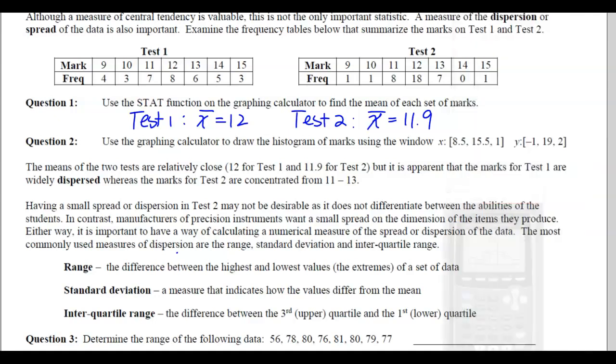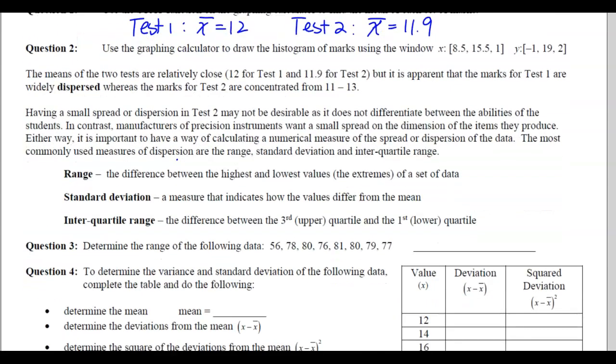All right, so having a small spread or dispersion in test 2 may not be desirable as it does not differentiate between the abilities of the students. In contrast, manufacturers of precision instruments want a small spread on the dimensions of the items they produce, right? So that they're all approximately the same. Either way, it's important to have a way of calculating a numerical measure of the spread or dispersion of the data. The most commonly used measures are range, standard deviation, and interquartile range.